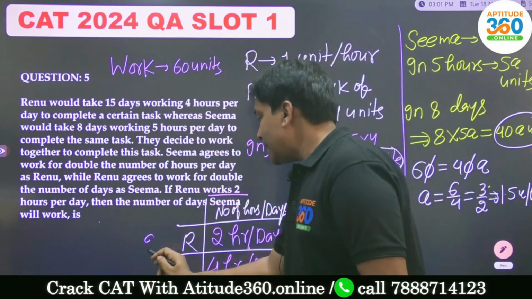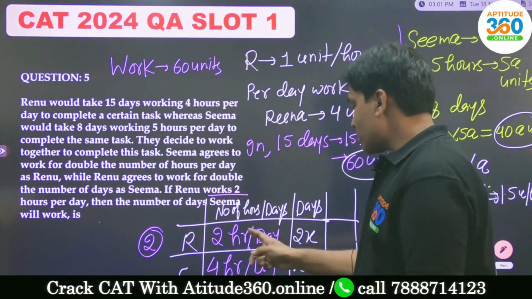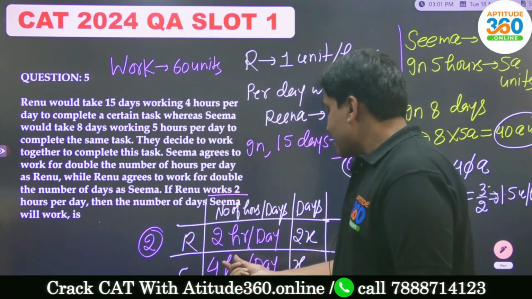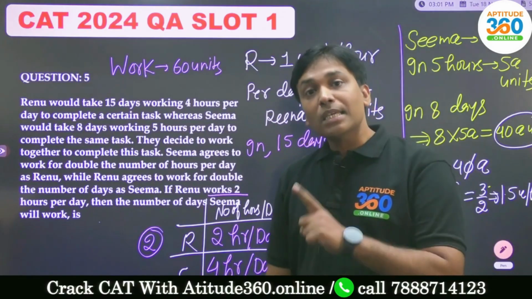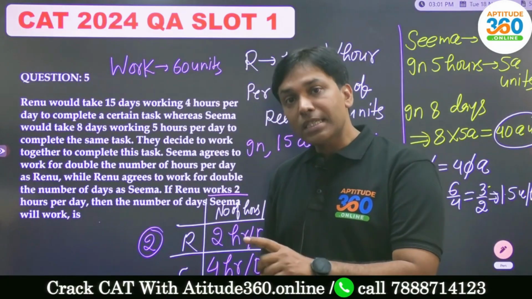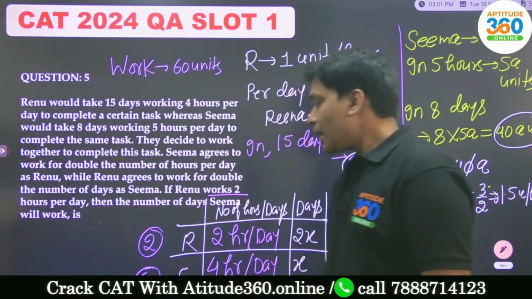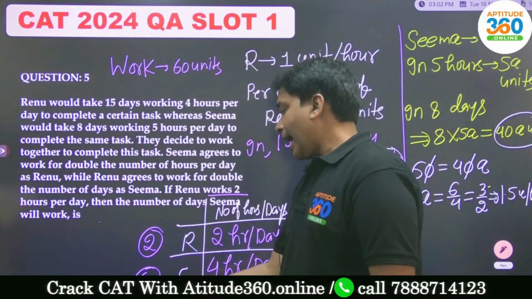So per day, she would be doing 2 units because per day she is working at it for 2 hours. And since Seema is working for 4 hours, in 1 hour Seema does 1.5 units. So in 4 hours, she would be doing 6 units. So collectively per day, it is going to be nothing but 2 units and 6 units.